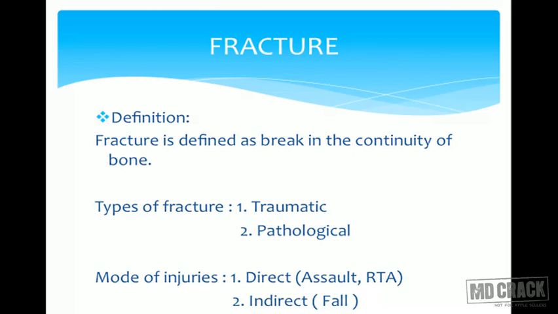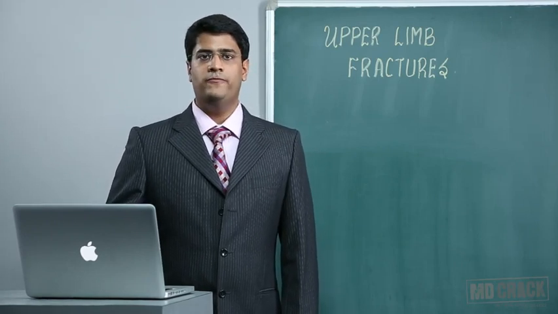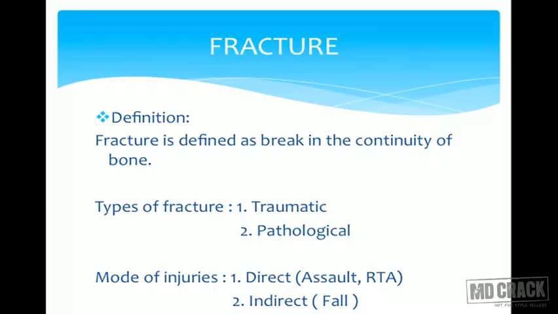Coming to a basic thing of fractures. A fracture is defined as a break in the continuity of the bone. The further classification of fractures can be according to types of fracture, that is divided into traumatic or pathological. Further, the traumatic fractures are according to different modes of injury divided into direct or indirect. The direct is possibly because of assault or road traffic accidents, and indirect is most commonly because of a fall.